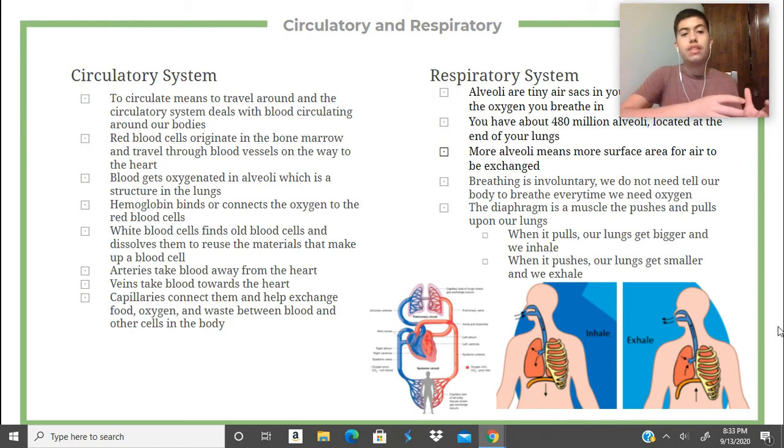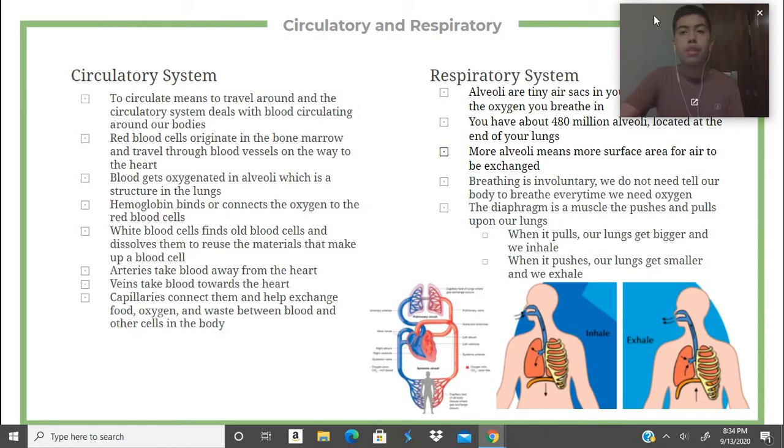And then white blood cells find old blood cells and dissolve them to reuse them for materials that make up the blood cells. So essentially it's like recycling. Arteries take blood away from the heart, whereas veins take blood towards the heart. And capillaries connect the arteries and the veins and help exchange food, oxygen, and waste between the blood and other cells in the body.